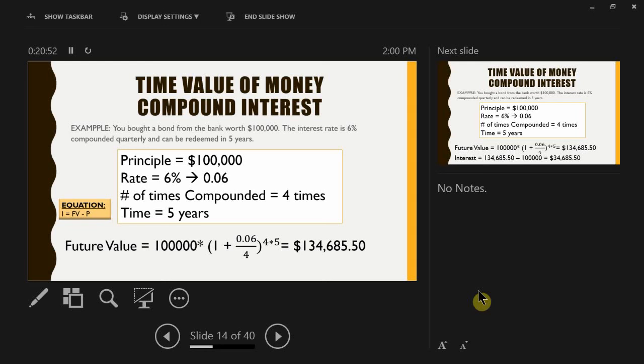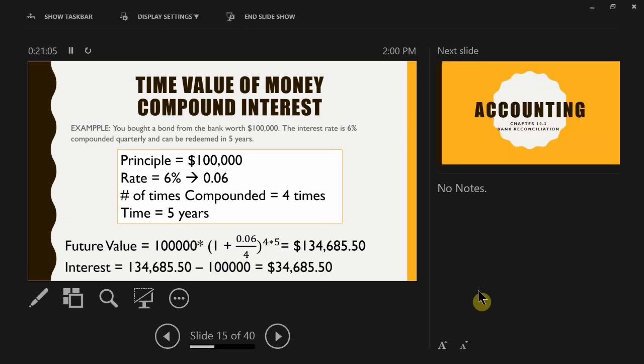In order to find out what the interest is, it's going to be your future value minus your principal. So if you take the $134,685 and you subtract the original investment, you are going to get $34,685. And 50 cents. Yes, every cent, every penny counts.